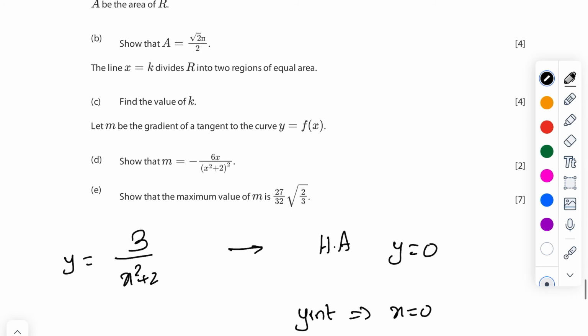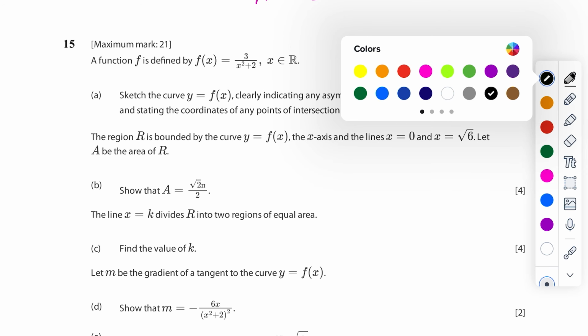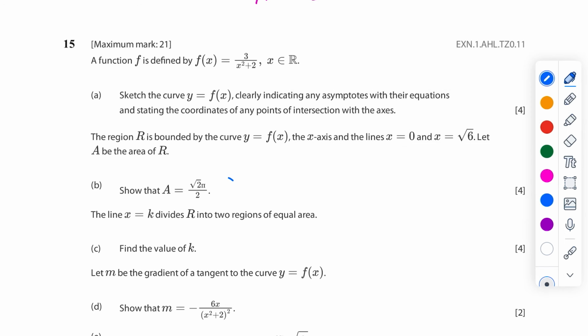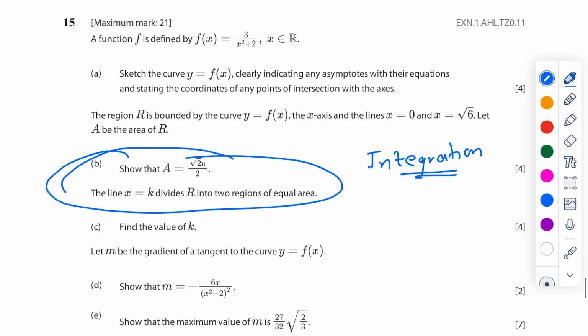Next, B part, show that the area. Again this comes under integration, so therefore we are not doing it for now. This part is under integration. We will do it separately in an integration video. Same, part C is also based upon integration.